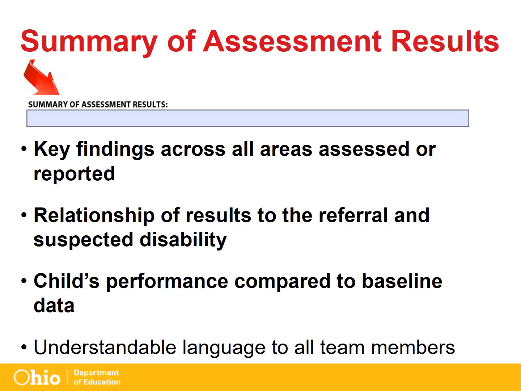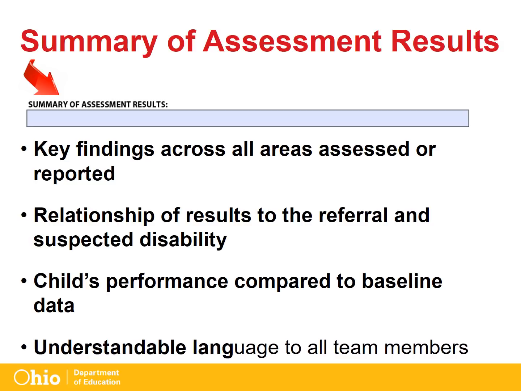The summary needs to be stated in a language that is understandable to all team members, including the parent. The summary should describe the child's strengths and areas of concern to develop effective interventions and describe conditions or limitations that impact the validity of the results identified.